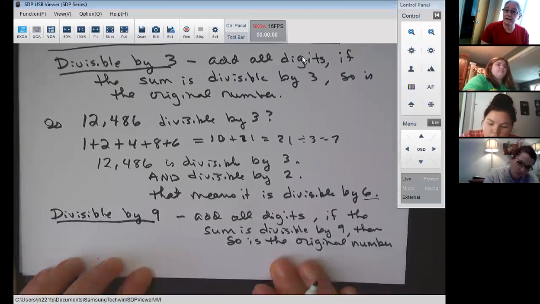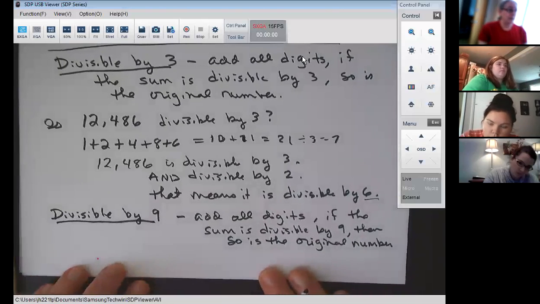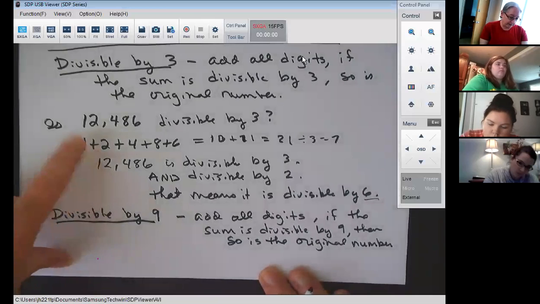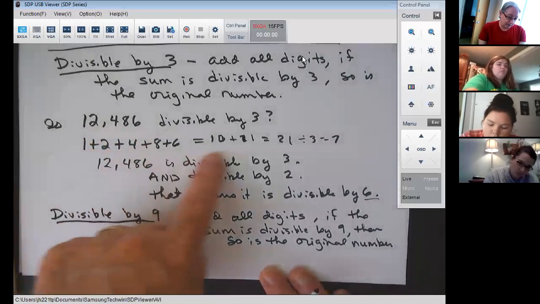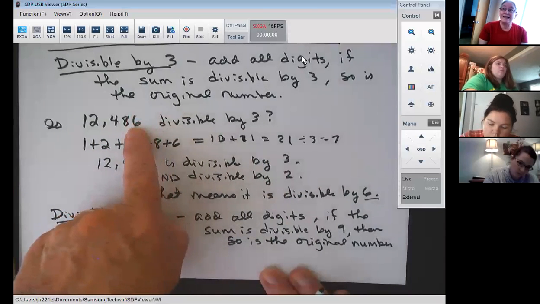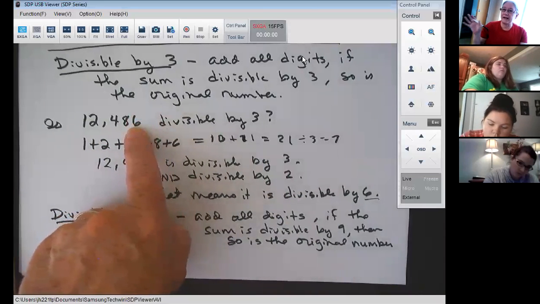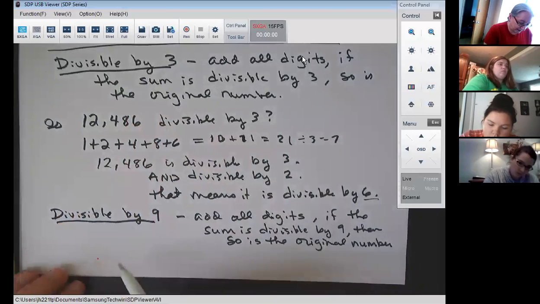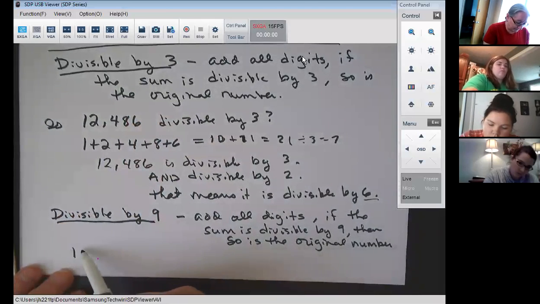Oops, ran off the screen. Sorry about that. So just kind of going back up to this for a minute. When we added this up, notice we got 21. That told us this is divisible by 3, but not divisible by 9. So it's only got that one factor of 3. Well, what if I had this number?